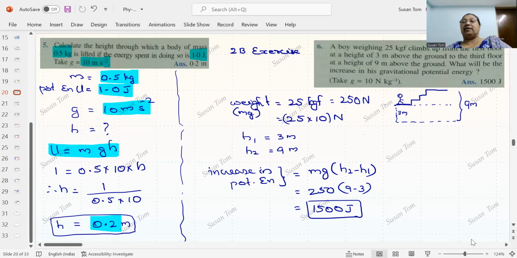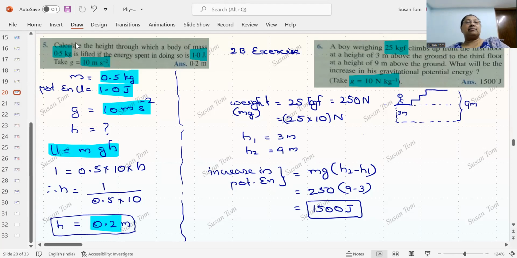Next question. A boy weighing 25 kgf. kgf is to be converted into Newton by multiplying with the value of g. He climbs up from the first floor at a height of 3 meters above the ground to the third floor at a height of 9 meters.